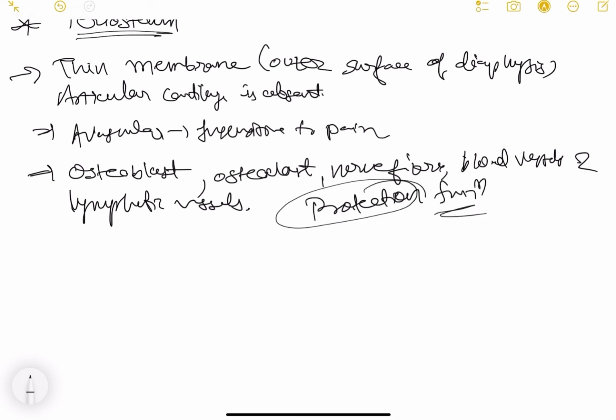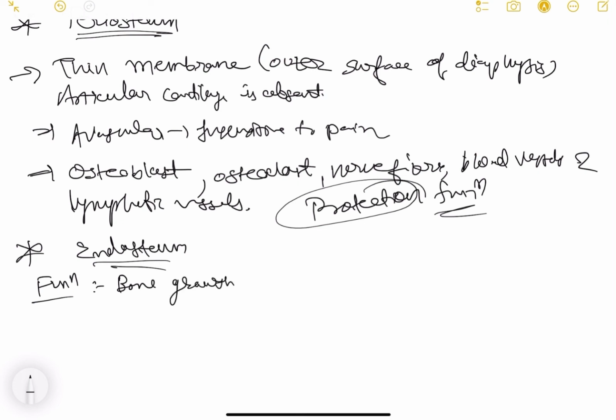Now talking about endosteum, which is the inner layer. Its function, just remember this one point, which is enough. Its function is bone growth, repair, and remodeling. Getting it?